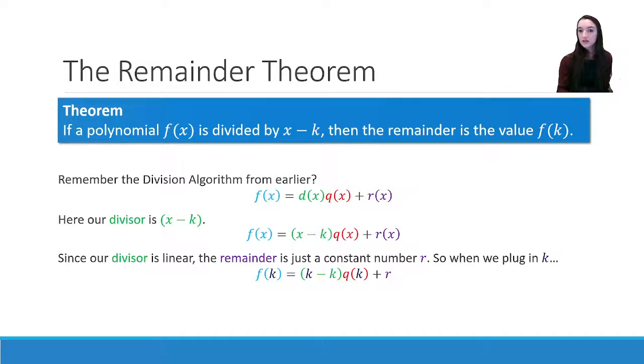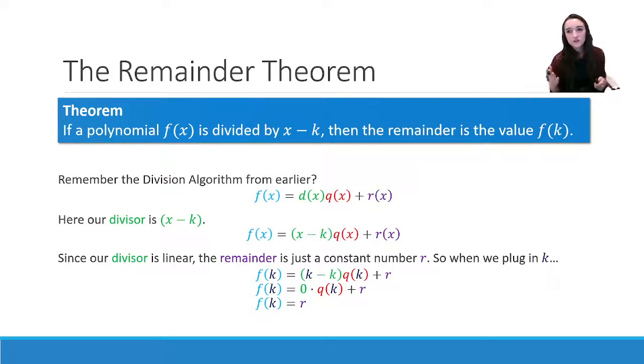So here we have our remainder is just the number r, our linear divisor is x minus k. If I just plug in k into f, I get f of k is equal to k minus k, well, that's 0 times q of k plus r. Once that's 0 times q of k, it doesn't matter what that quotient was. r is what's left over. So f of k is equal to r. That's essentially where this theorem comes from. But let's put it into practice, because it still feels a little bit abstract, even if you kind of understand what is going on with this plugging in and everything.